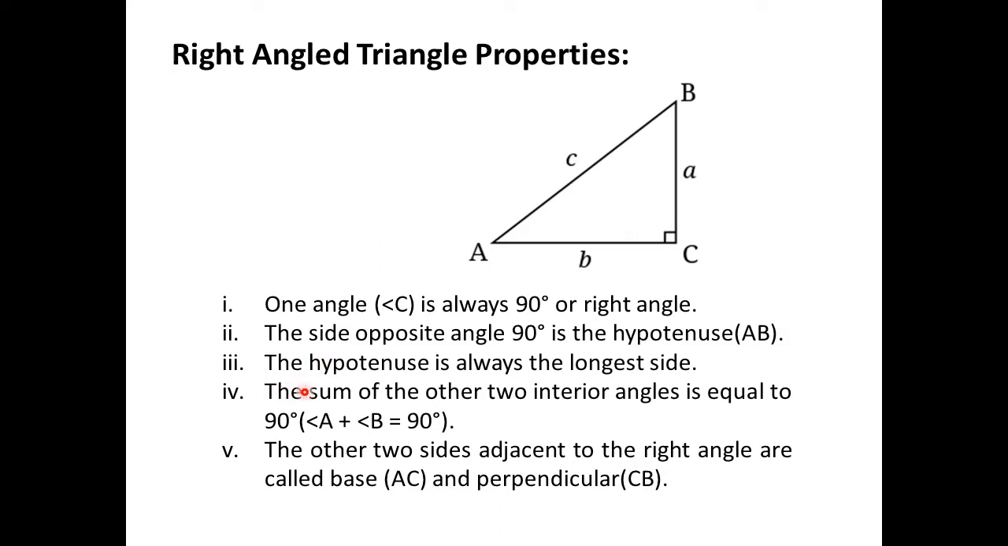Number 4, the sum of the other two interior angles is equal to 90 degrees. So the other two interior angles, angle A and angle B, the sum of these two will be 90 degrees. Number 5, the other two sides which are adjacent to the right angle are called the base, which is AC, and the perpendicular, which is CB in the diagram. So this AC, which is also represented by small b, is the base, and this is CB, which is also represented by small a, the perpendicular, and small c is the hypotenuse.